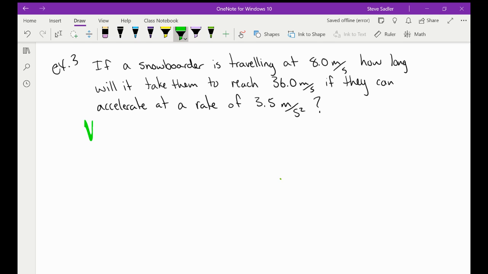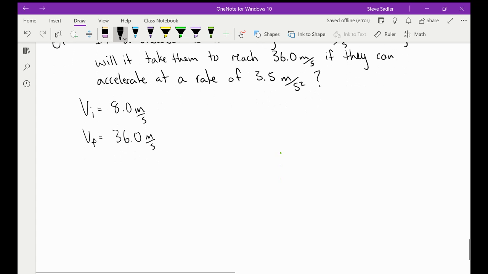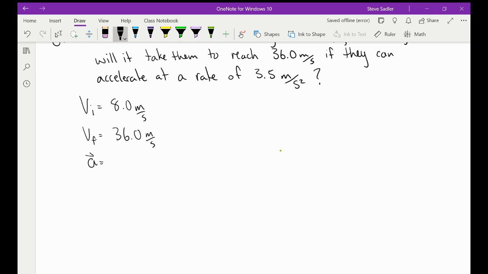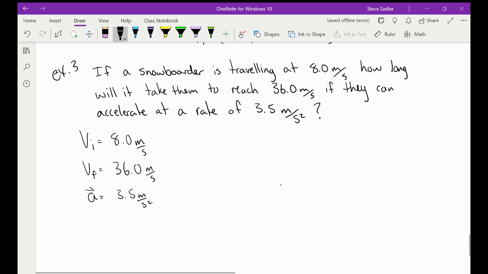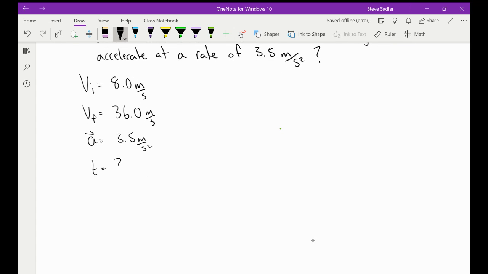So it sounds to me that v i, the initial velocity, is 8 meters per second. And they're reaching a speed, so their final velocity is going to be 36 meters per second. How long will it take them to reach that if they can accelerate at 3.5 meters per second squared? How long is always solving for time. So time is equal to question mark.